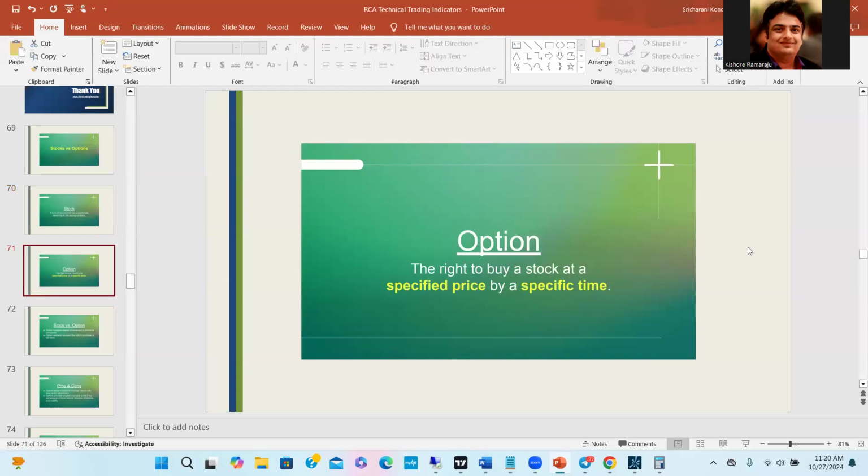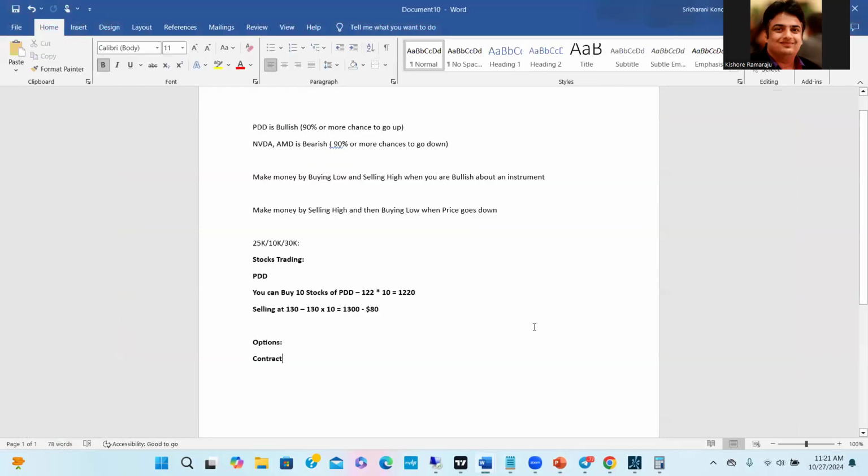Then you can do options, where you can buy a stock at a specified price by a specific time. That means you are getting into a contract. Really, you are not buying the stock. You are just entering into a contract to buy, right? For example, let us say you are buying a PDD options contract to buy PDD at $122.